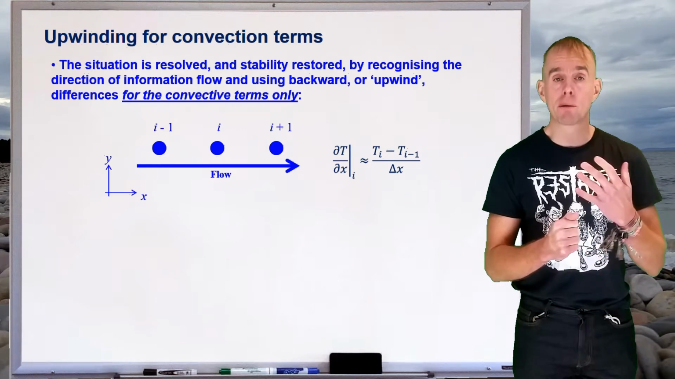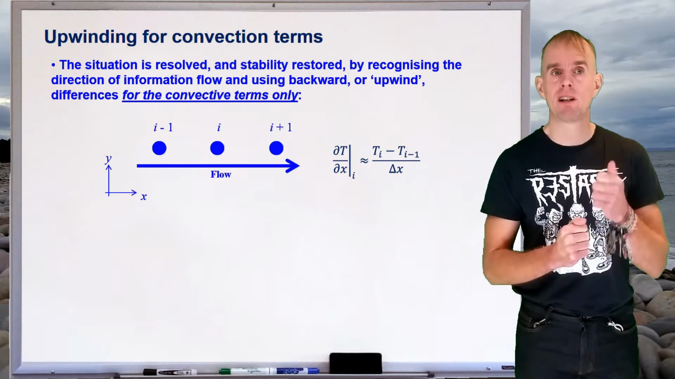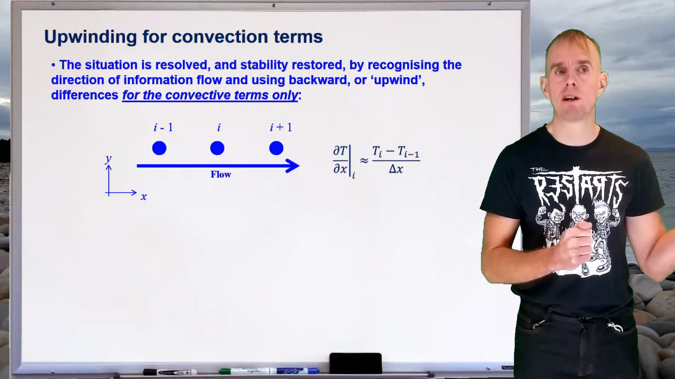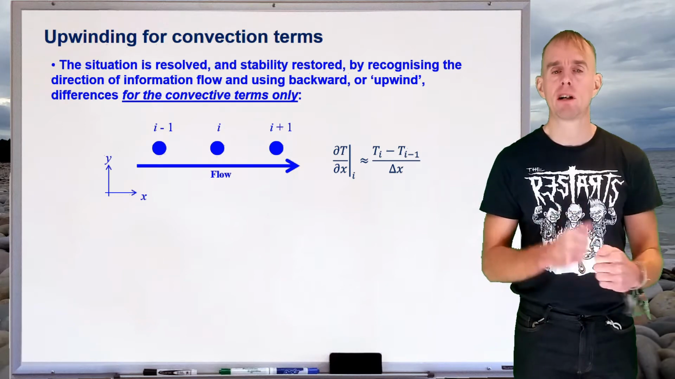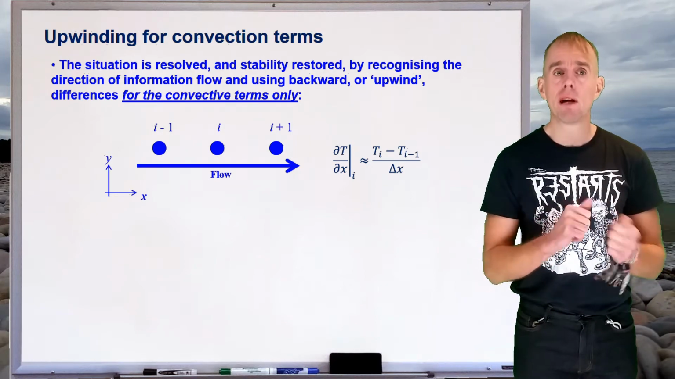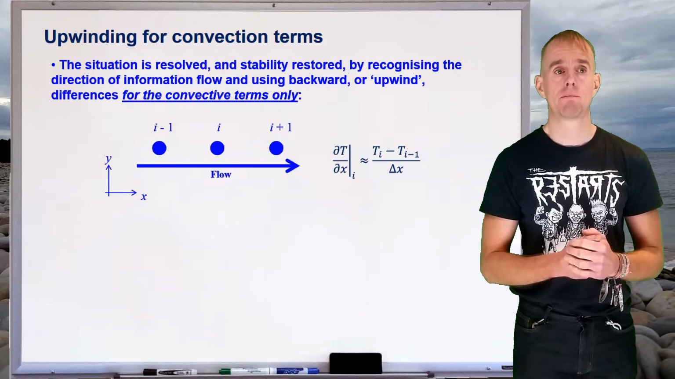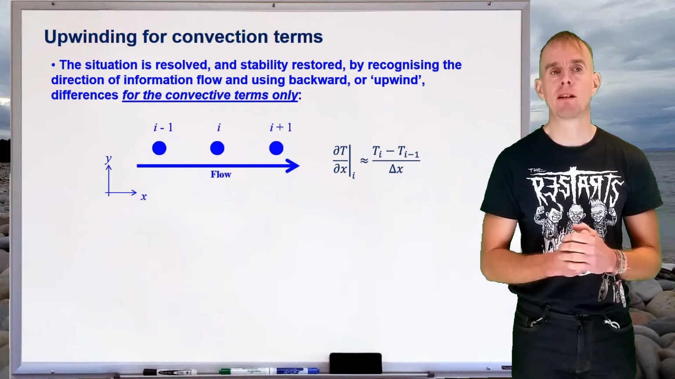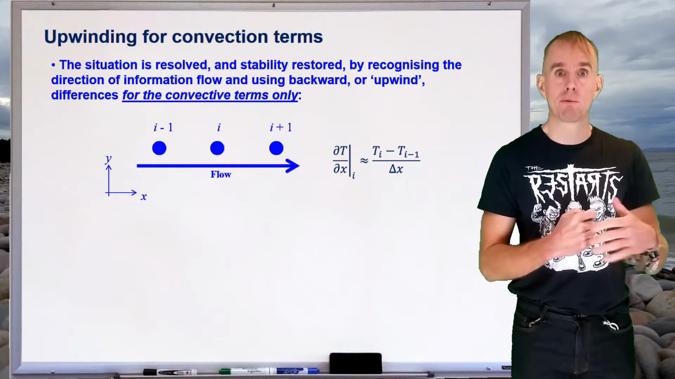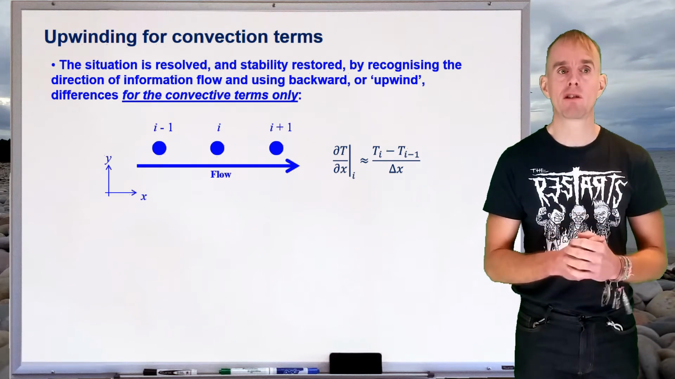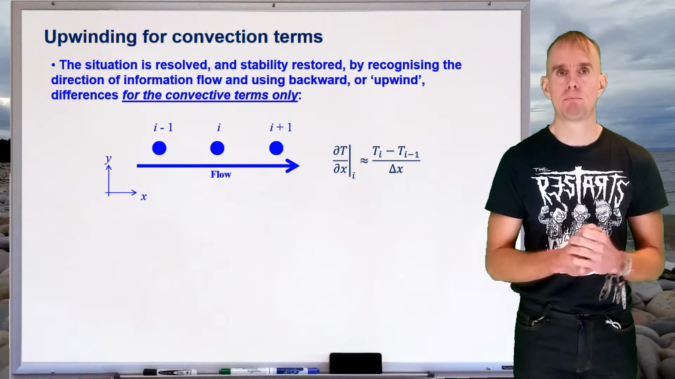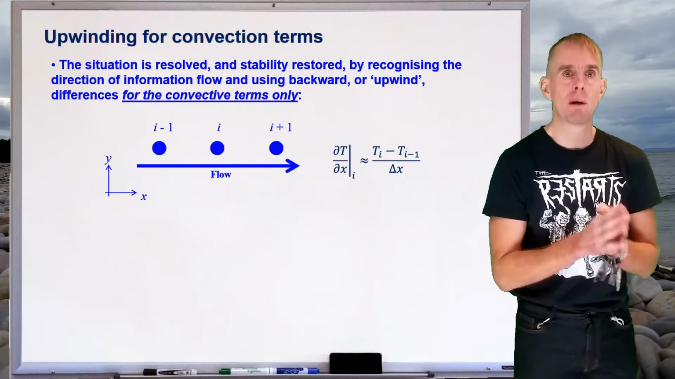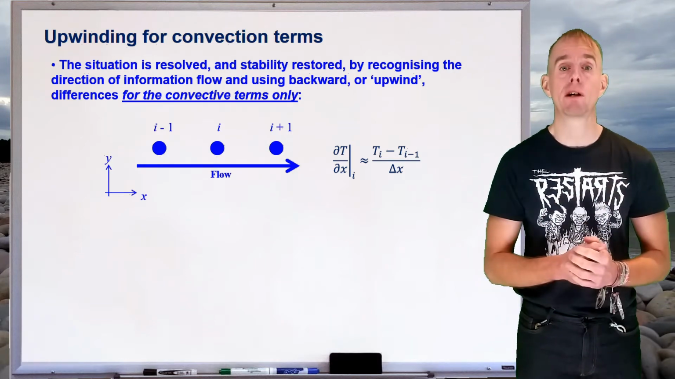And so I will approximate dT by dx as T_i minus T_(i-1) over delta x, because node i plus 1 has no influence on the convection at all. And so we're going to call that T_(i-1) over delta x, my simple first order backward difference, an upwind difference. Remember that analogy of facing into the wind and looking at the information flow coming towards you.